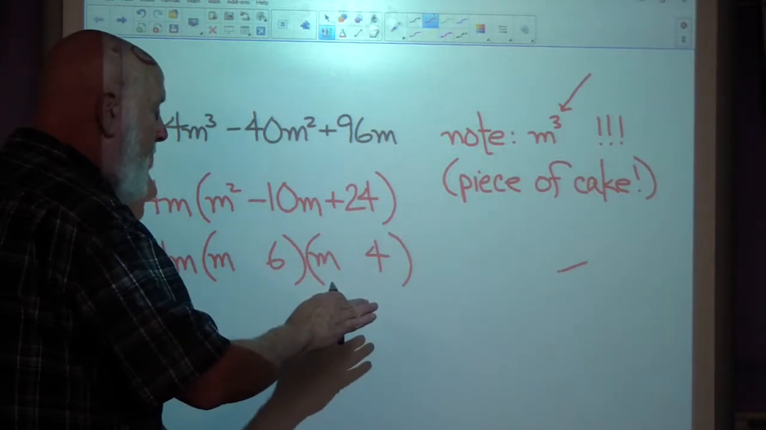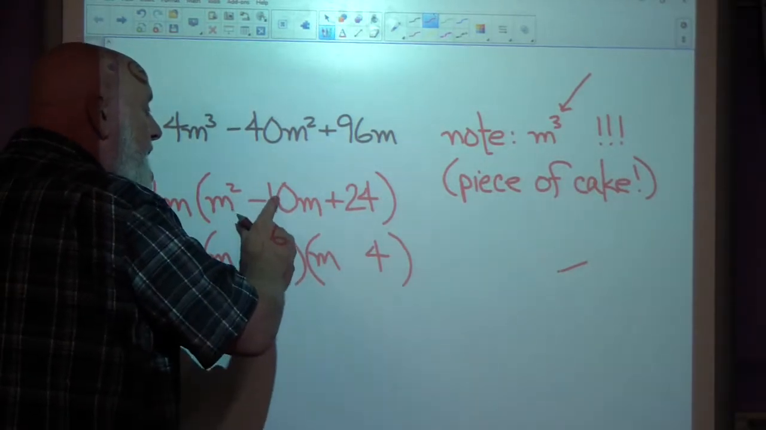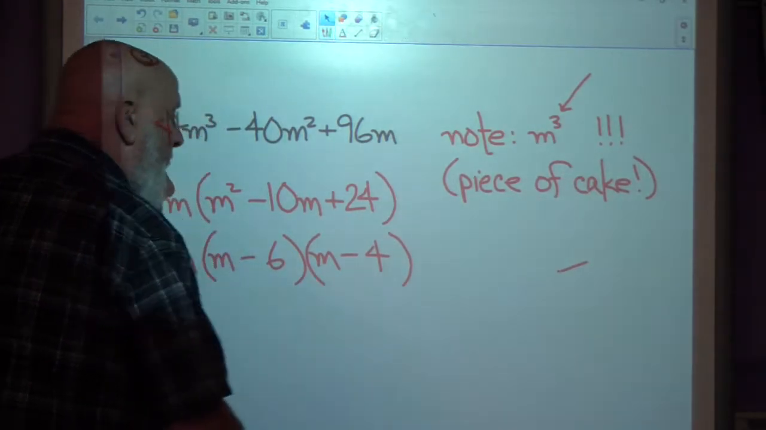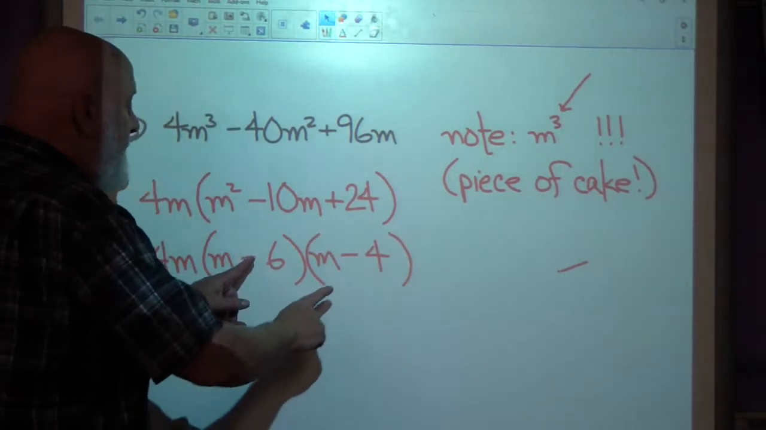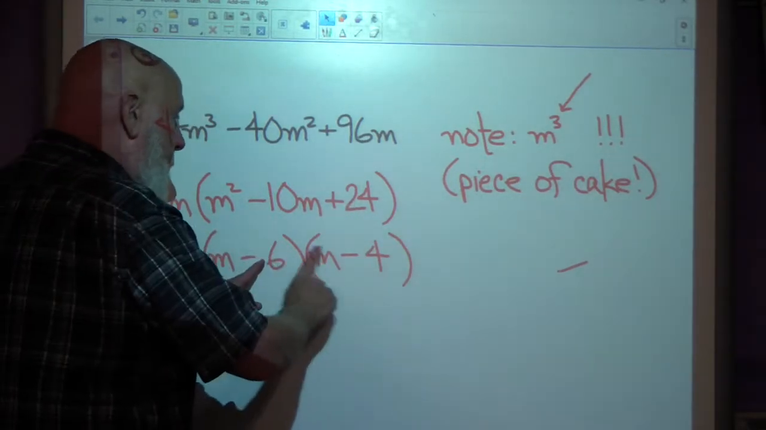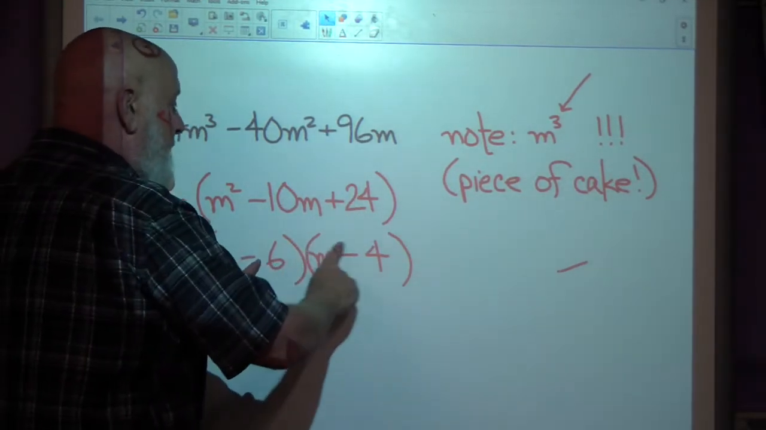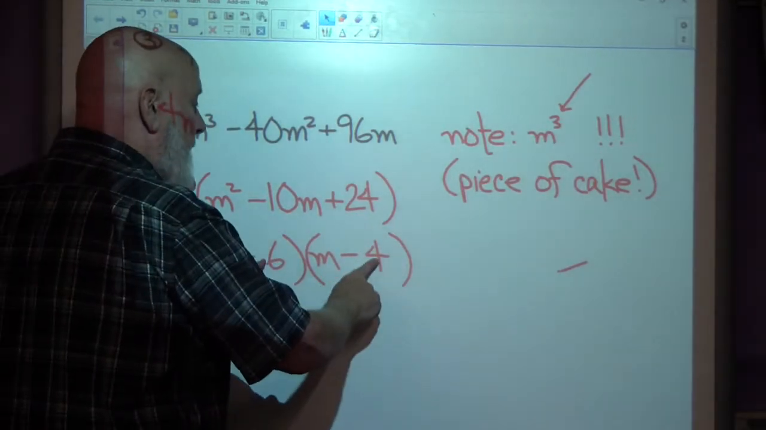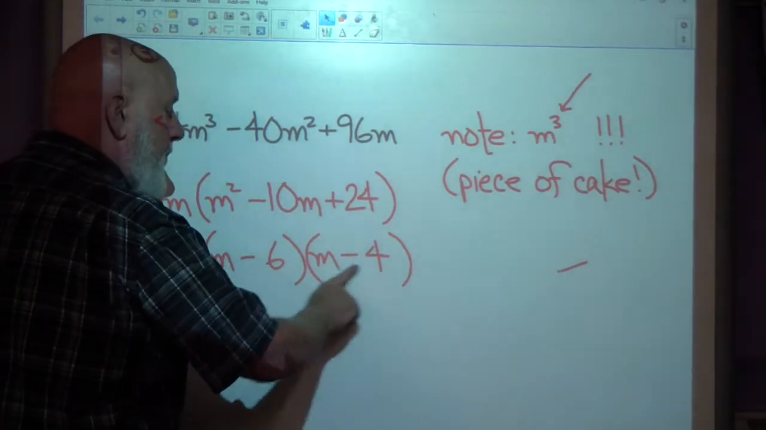The only way that can work is if these will add up to negative 10 if they're both negative. Now we're going to check, we're going to use our test. I'm going to see if these two numbers will multiply together to give me 24 and add together to give me negative 10. Negative 6 times negative 4 is positive 24. Negative 6 plus negative 4 is negative 10. So this is the correct answer.